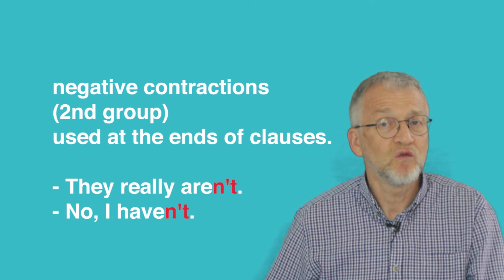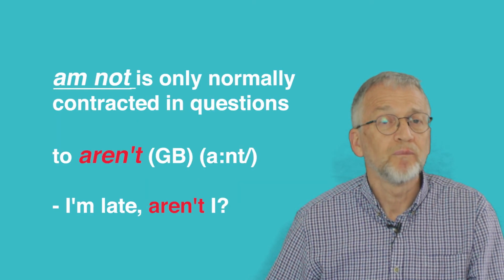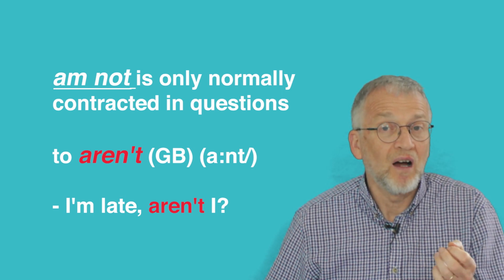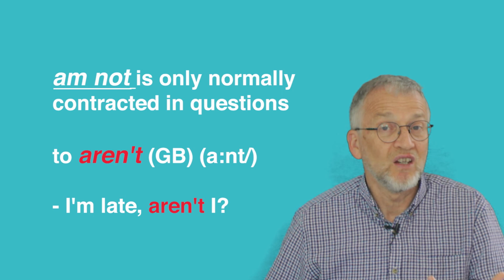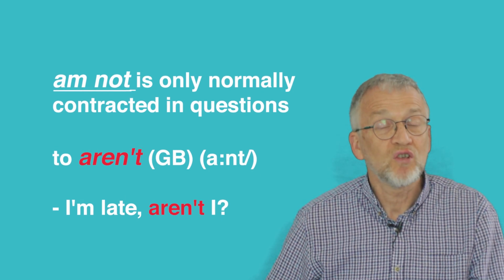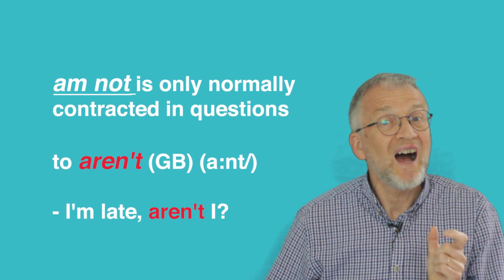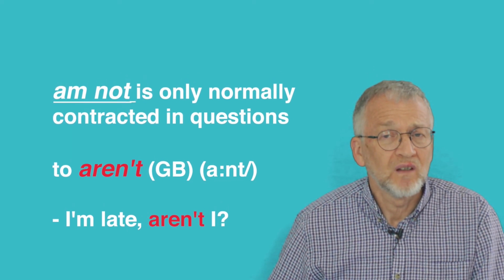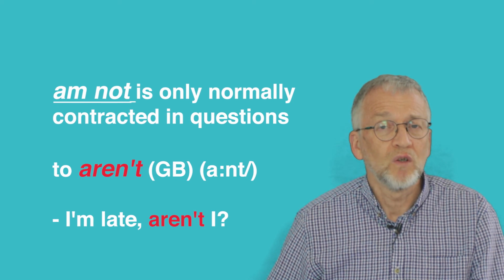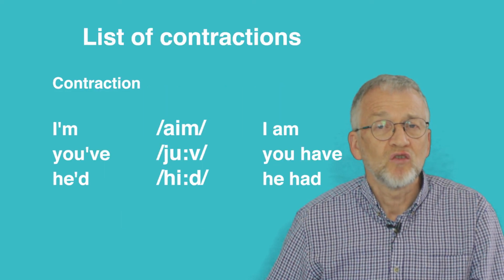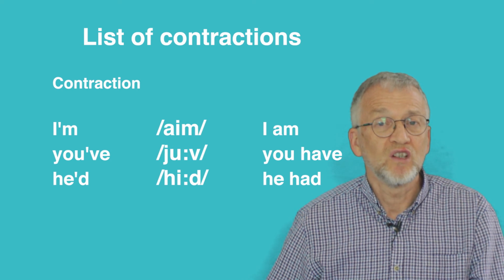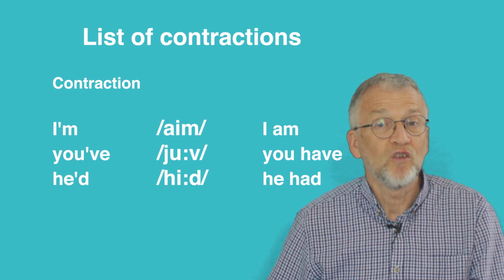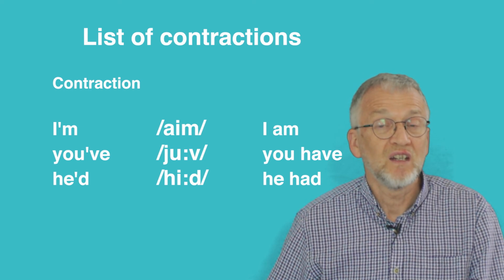Right, so negatives we can use in this way, but am not, the negative is not I amn't, no. So I'm not is only normally contracted in questions to aren't, all right? So I'm late, aren't I? Yes, okay. So we get a list of contractions. So the contraction, the pronunciation, and the meaning. I'm, the pronunciation is I'm, and it comes from I am. You've, you have. He'd, he had.